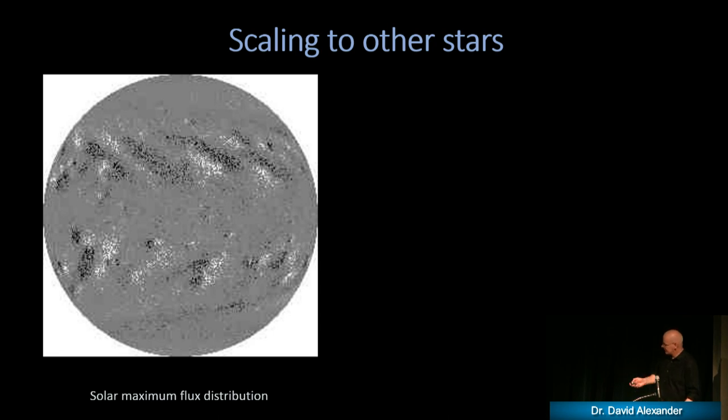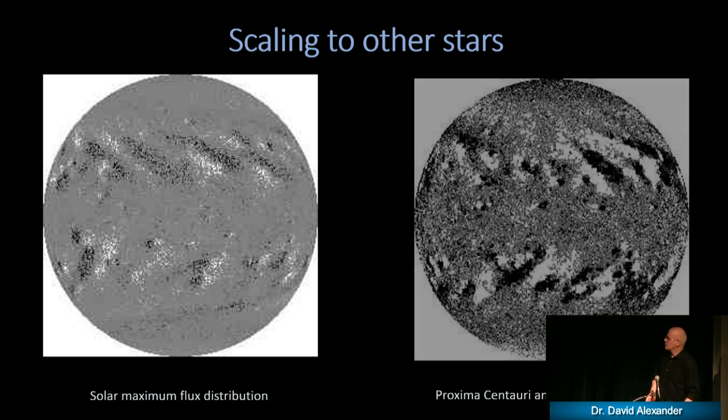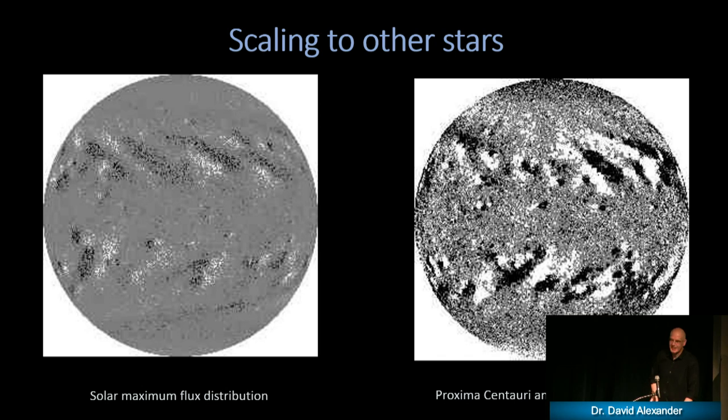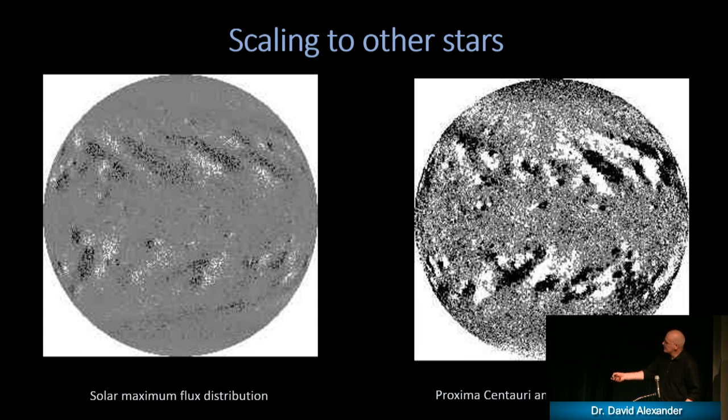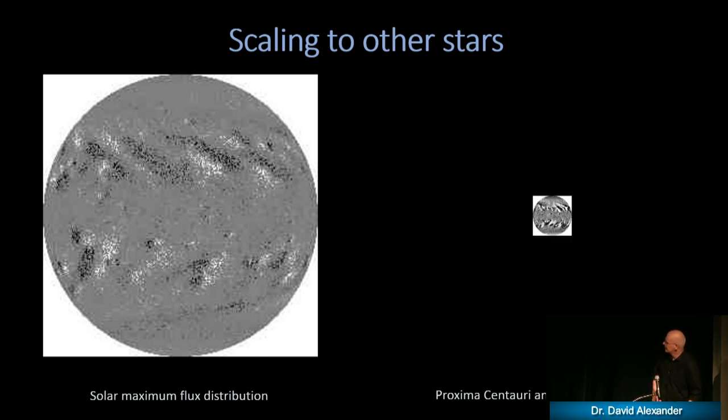This is a simulated model of the sun. This is what Proxima Centauri would be like, except it's about 7 times smaller. So in other words, if this is the sun in terms of activity, white and black are the sunspots, and this is at solar maximum, you can see the intensity is far greater. This is an old GIF, so I need to get better pictures, but the intensity is much more intense at Proxima Centauri.